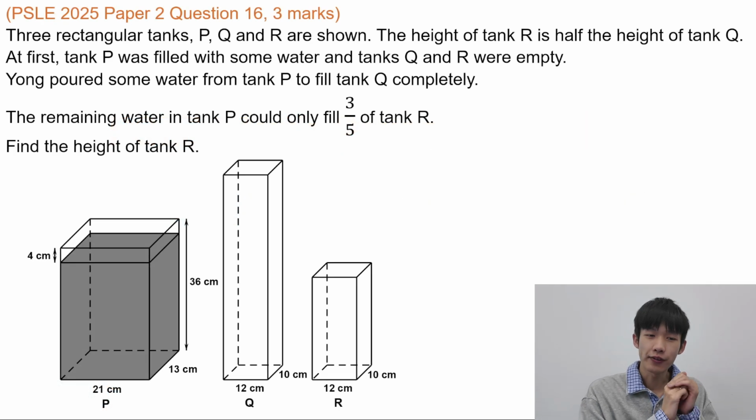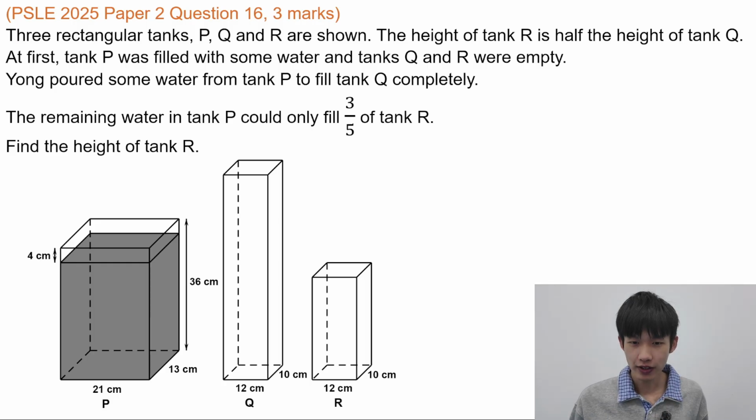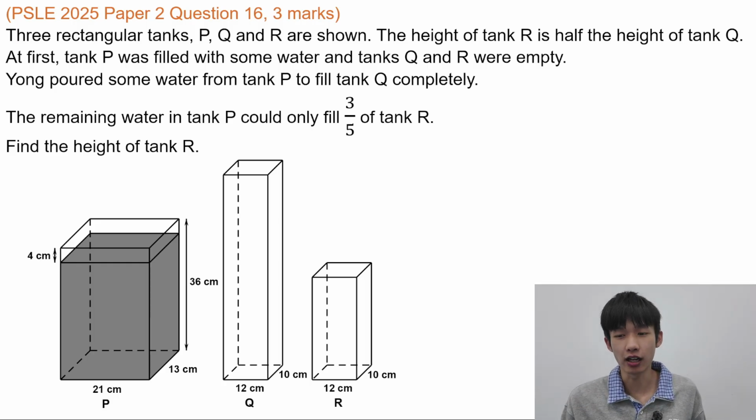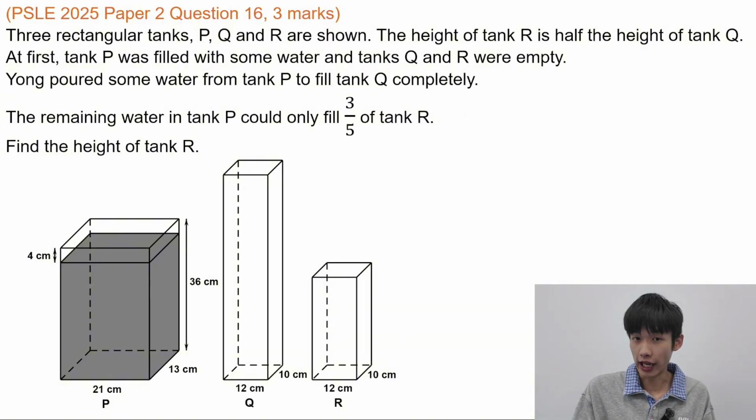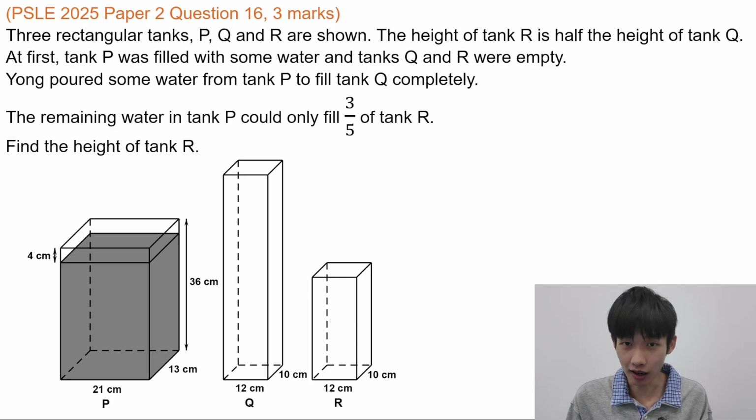Over here we have three tanks, P, Q, and R, and the height of R is half of the height of tank Q. So Q is twice as tall as R. At first, P was filled with some water, but tanks Q and R are both empty. Next, he pours some of the water from P to fill Q completely. Then the remaining water goes into R, but doesn't fill R. It's actually just 3/5 of R that will be filled. Then it asks us to find the height of tank R.